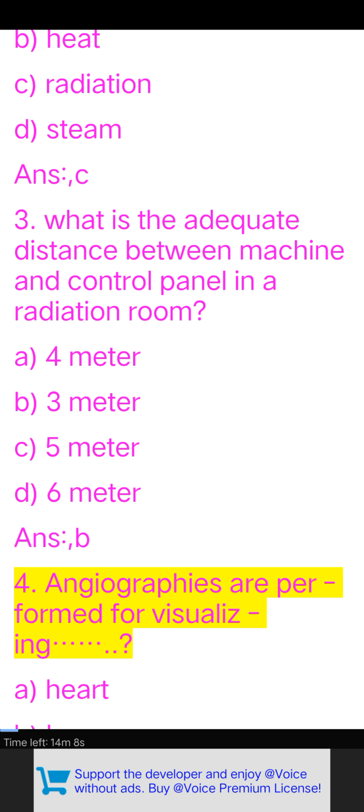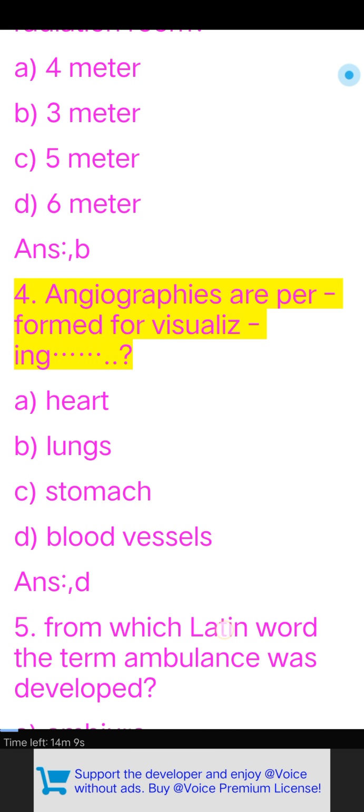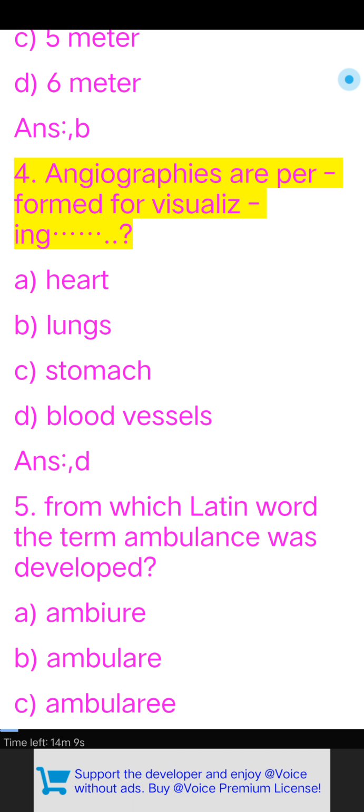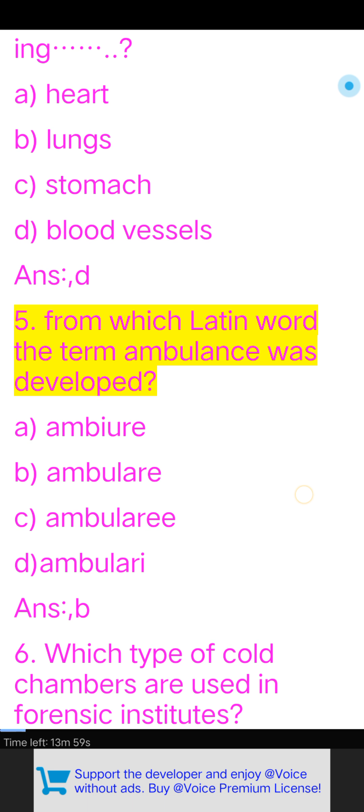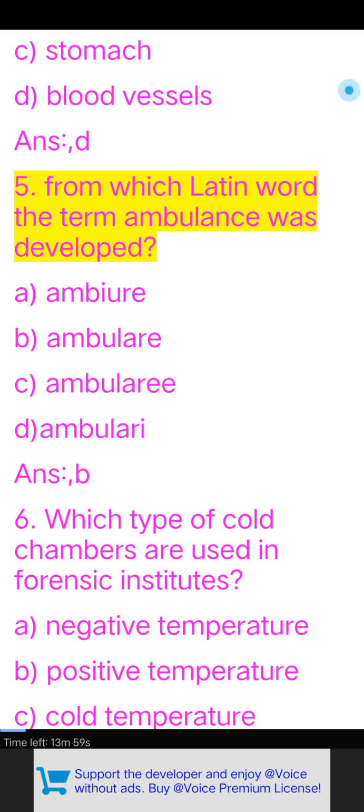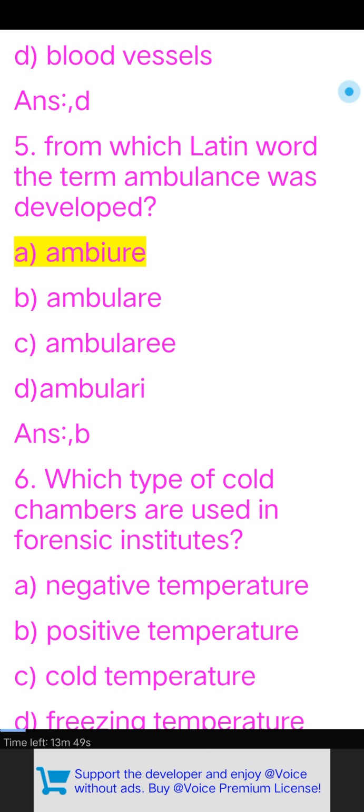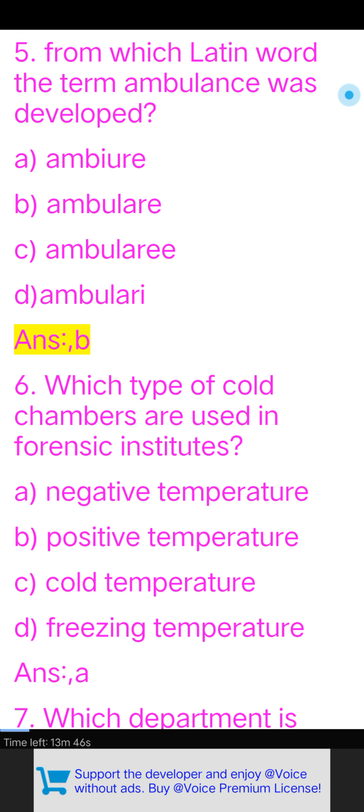Answer. B. 4. Angiographies are performed for visualizing A. Heart. B. Lungs. C. Stomach. D. Blood vessels. Answer. D. 5. From which Latin word the term ambulance was developed? A. Ambier. B. Ambulare. C. Ambulary. D. Ambulary. Answer. B.